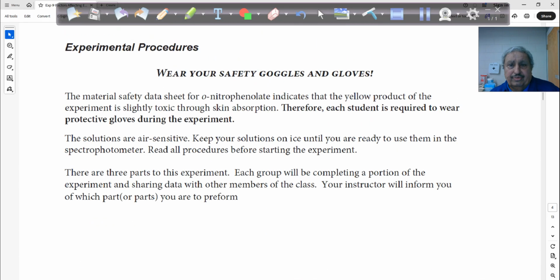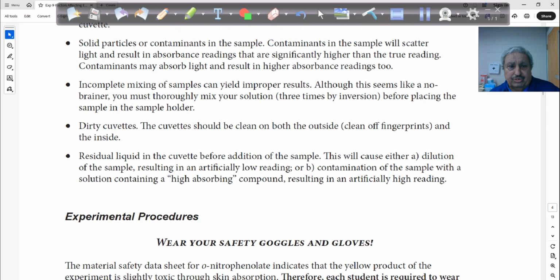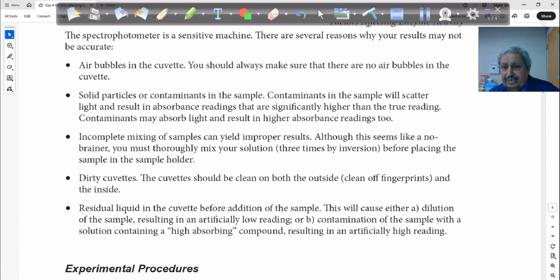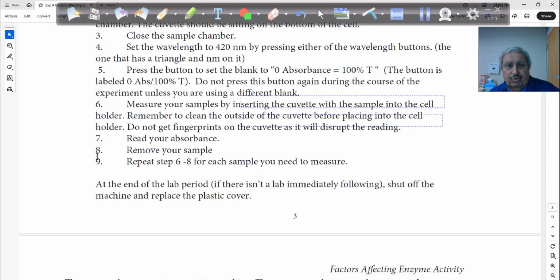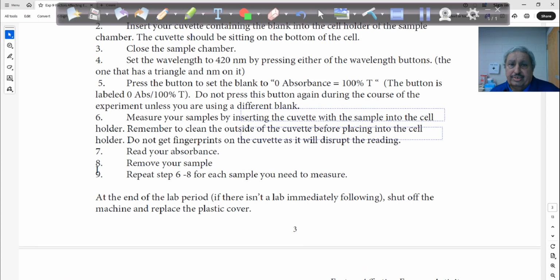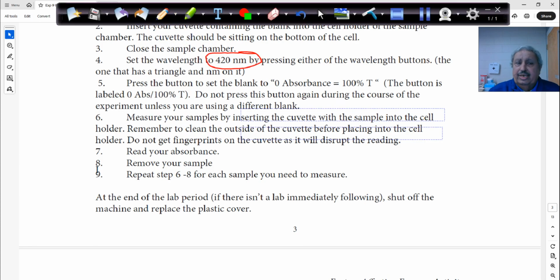420 nanometer is your working wavelength for this experiment. Here it is, guys. 420 nanometer is the wavelength, correct? You set the wavelength of absorbance of the light by your solution to 420 nanometer. It says in the equipment wavelength, so you put in 420.